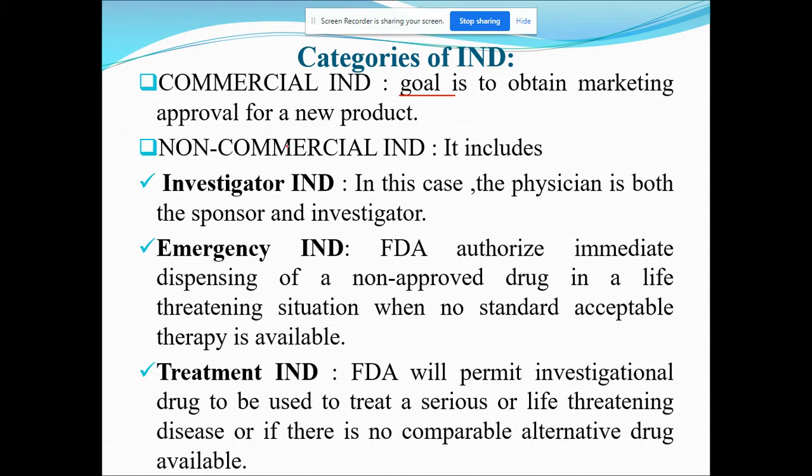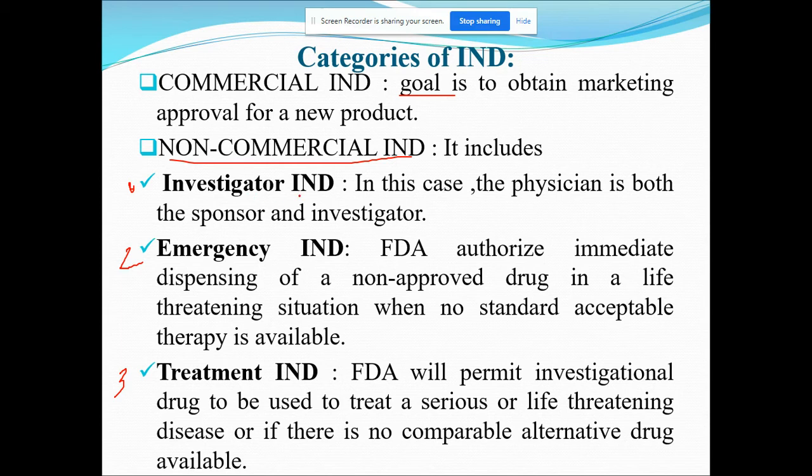But again, student, this non-commercial IND was categorized into three categories. The first one is the investigator IND. The second one is the emergency IND. And the third one is the treatment IND. These are the three categories of the non-commercial IND. लक्षात घ्या.